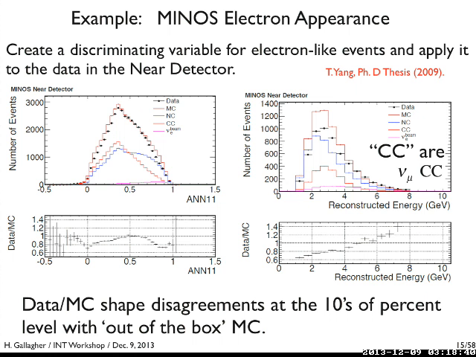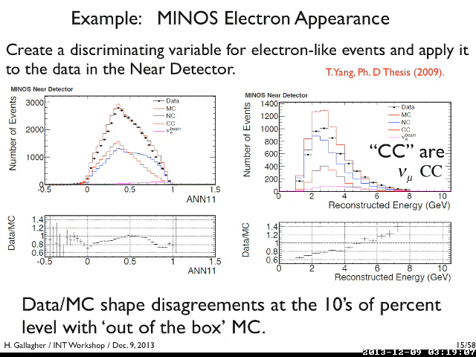Okay, so again, you build your two detectors, you run your simulations, you compare your data distributions in your near detector to your Monte Carlo, and you see how you're doing. In a detector like Minos, you would combine a lot of different observables into a single discriminant that you would use to characterize how electromagnetic the shower is, or how electron-like the overall event is. So this is a discriminating variable that we would use to select our nu-e CC candidates.